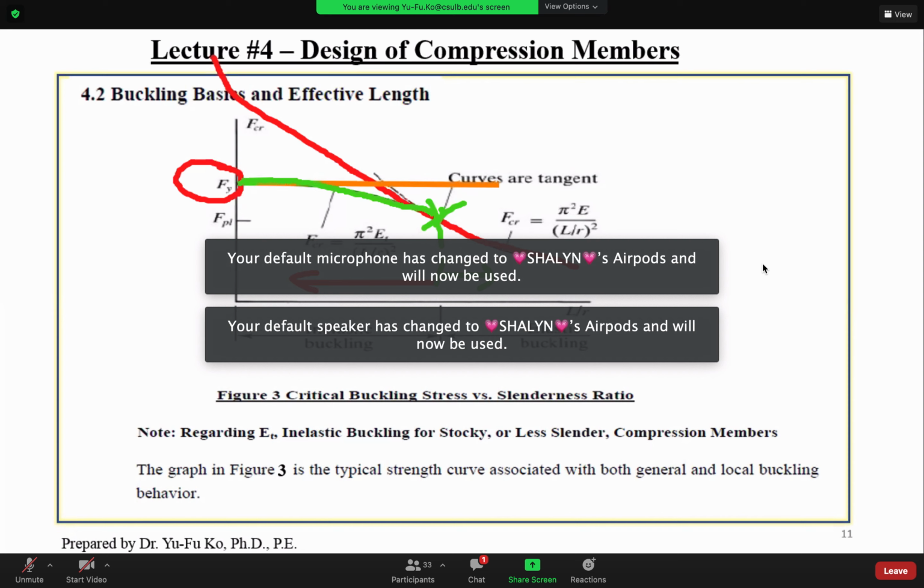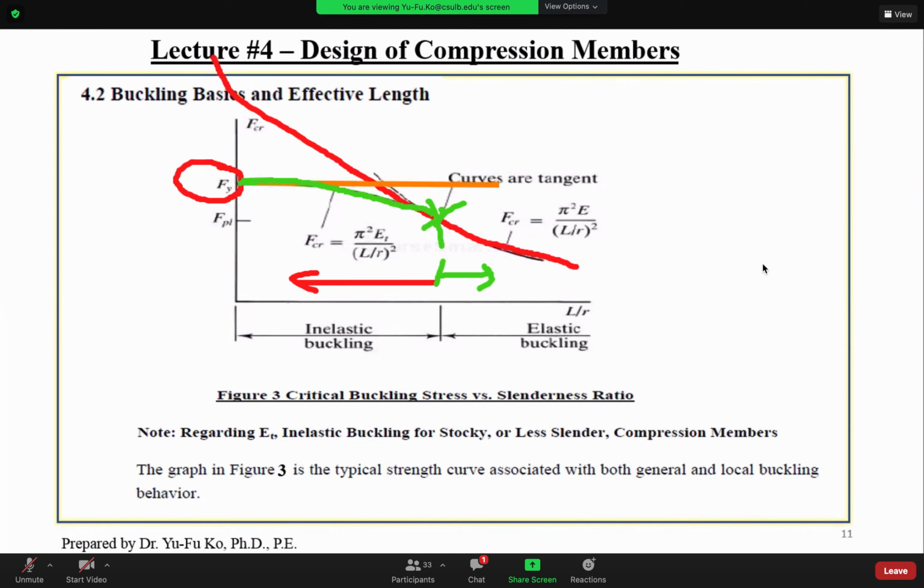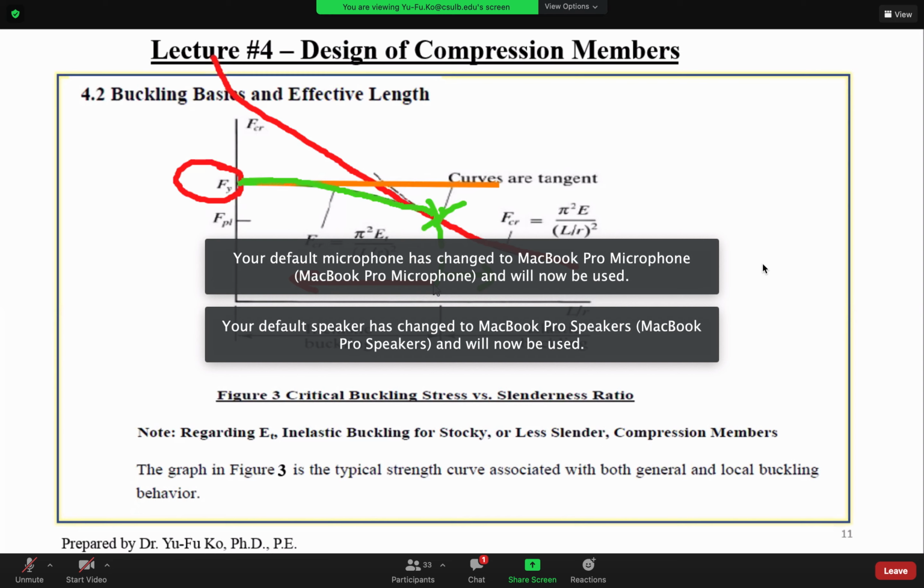Shailene, disconnect your thing. Your slenderness ratio is smaller.